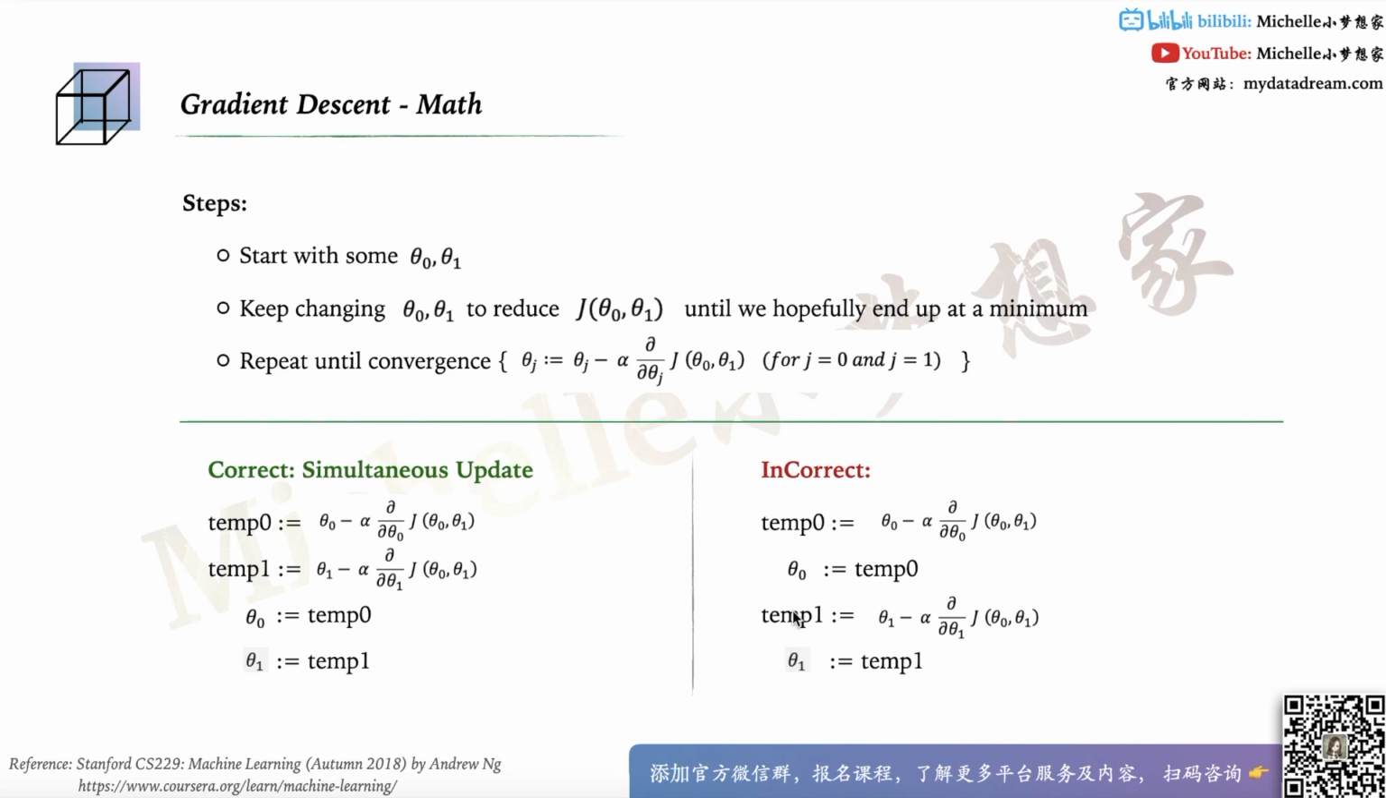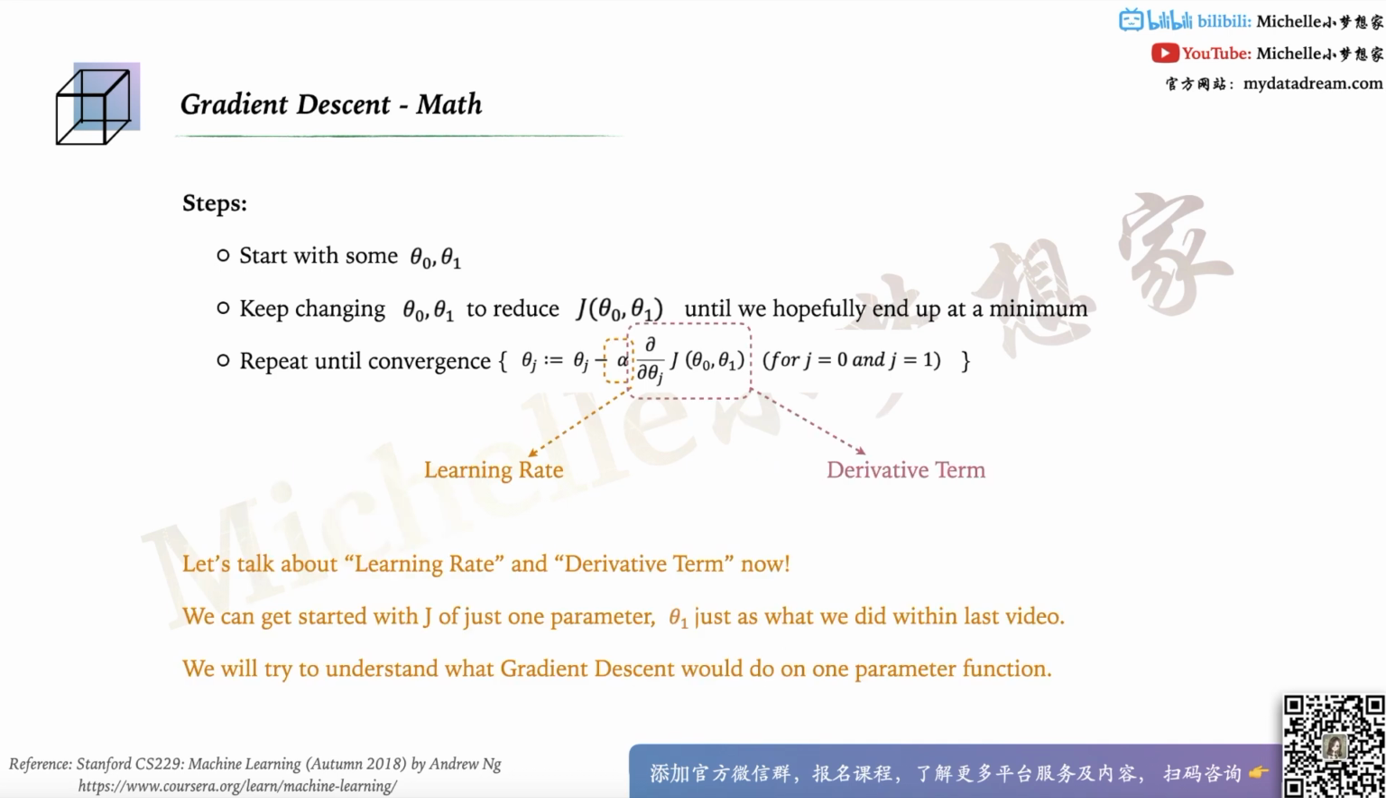This introduces a bias which disrupts the step-by-step process of finding the minimum. To avoid this, we use simultaneous updates, where we calculate all the updated values first and only then apply them together. This ensures that every update is based on the same set of theta values. Alright, since we have discussed the update order, let's move on to the learning rate and the derivative term.